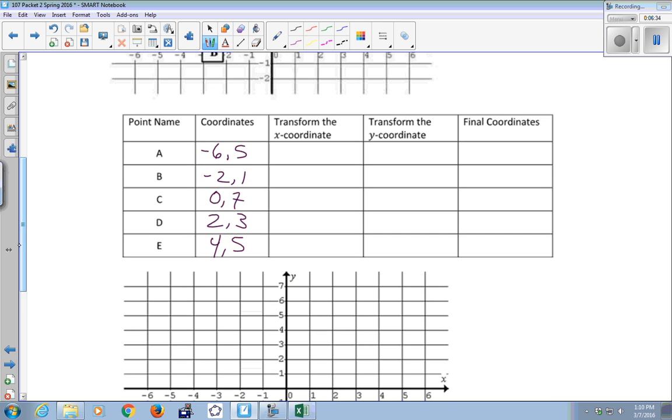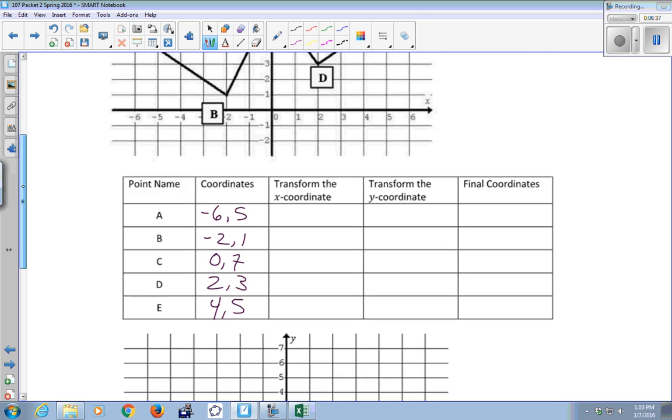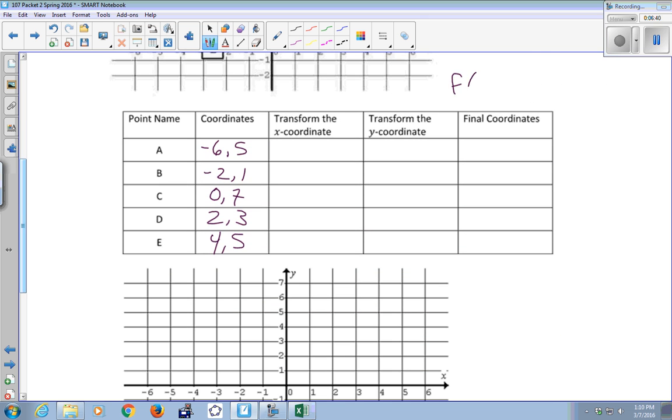All right, so my transformation was f of x minus 2 minus 4. So that minus 2 that's in the parentheses, it's a change to x. What is that telling me is going to happen to the graph? Right, it's going to move to the right 2 units. How do you move -6, 5 to the right 2? Yeah, you're going to add 2 to the x coordinate. So right up here, I'm going to put add 2 to the x coordinate.